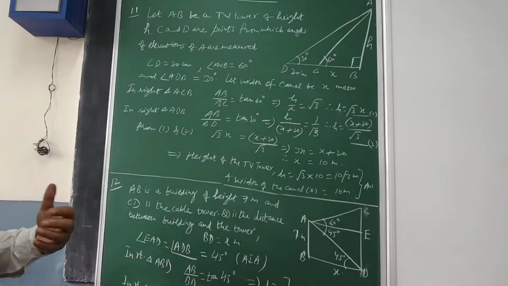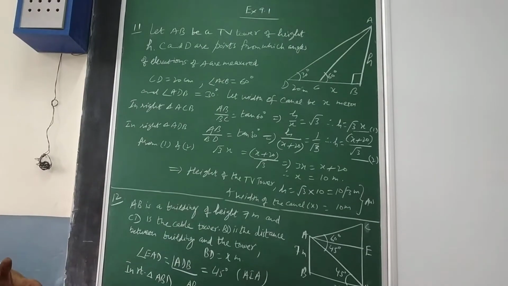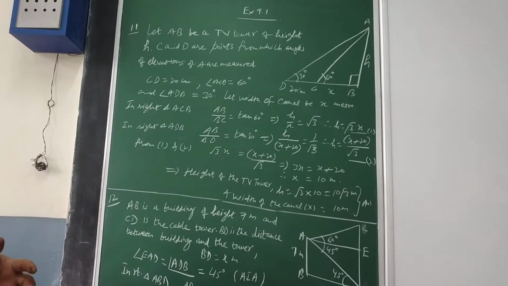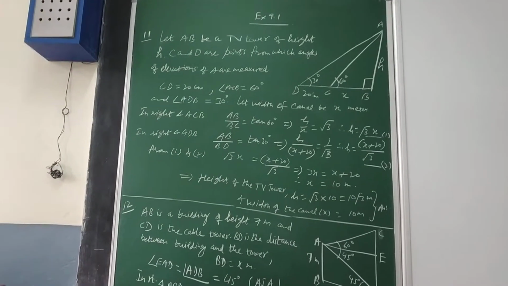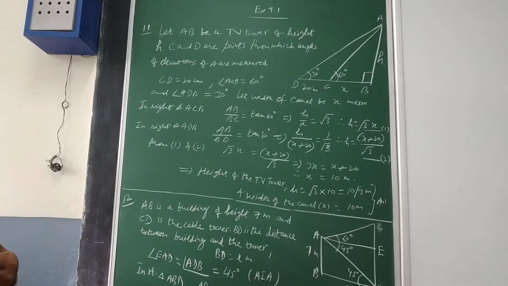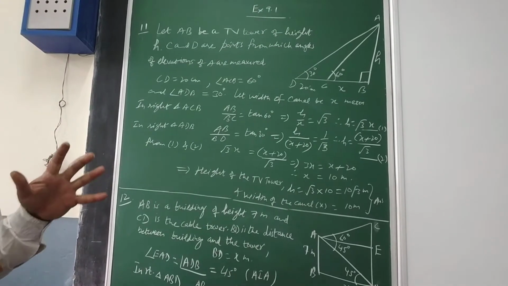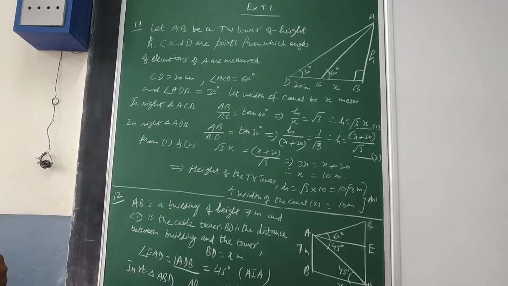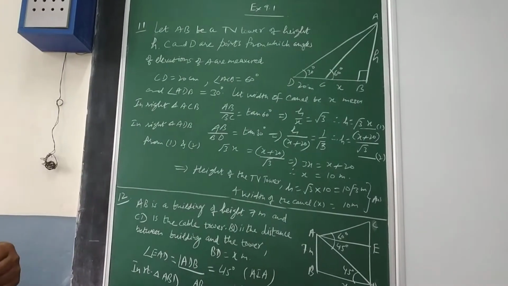So if it is asked to express it in terms of nearest to the meters, one place or two places of decimal, then you can put the value of under root 3. Otherwise no need, you can leave your answer in surd form also. That's why I told you it is very important to write the answer at last along with the units. So that's all about your question number 11.